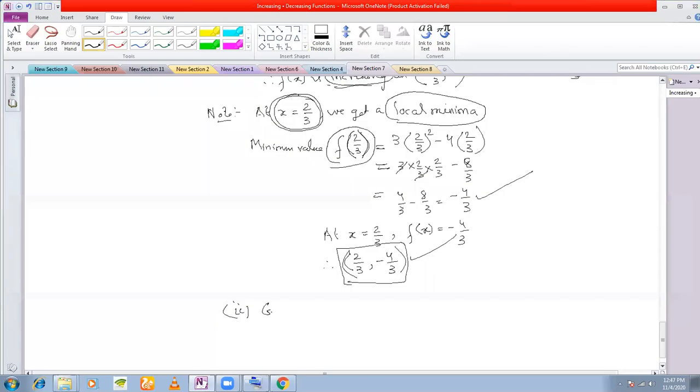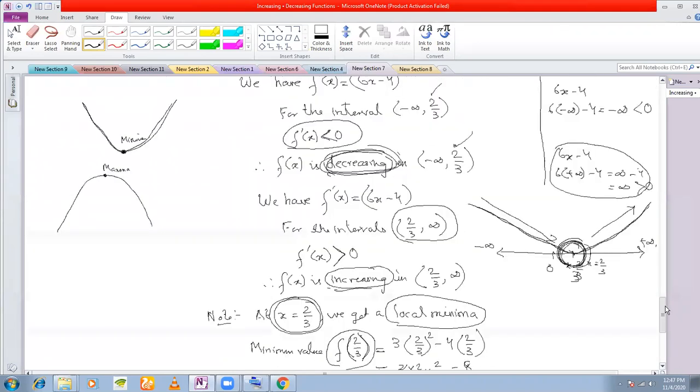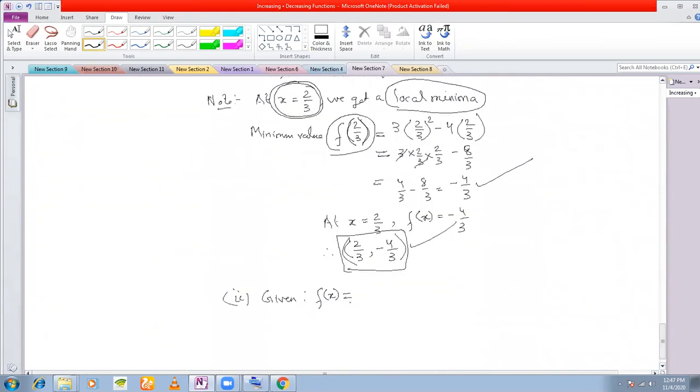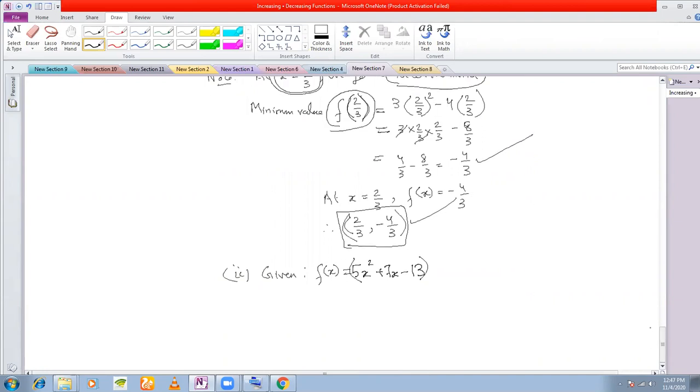So given here, f(x) is equal to 5x squared plus 7x minus 13. Now we want to find out the turning point from this. Whether it is a maximum or minimum we'll see later, but the turning point. What is the turning point?